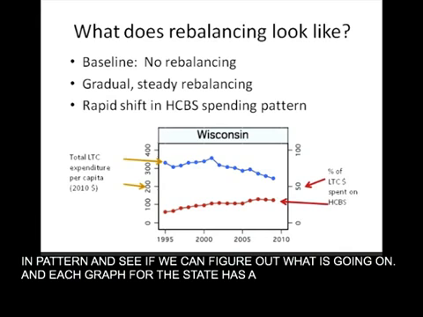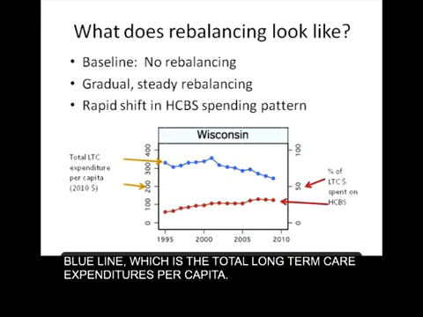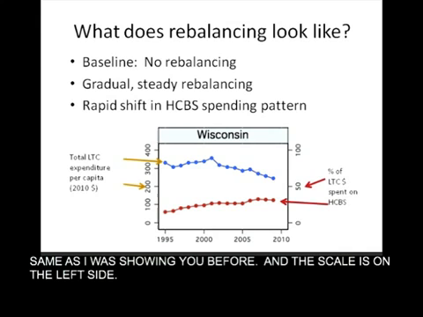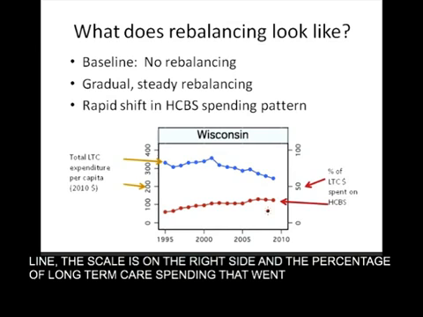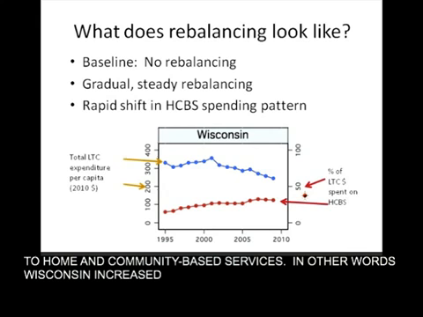It's not so easy. Each graph for the state has a blue line, which is the total long-term care expenditure per capita, same as I was showing you before. The scale is on the left side, in this case $0 to $400 per capita total long-term care expenditure. The red line, the scale is on the right side, and it's the percent of long-term care spending that went to home and community-based services.